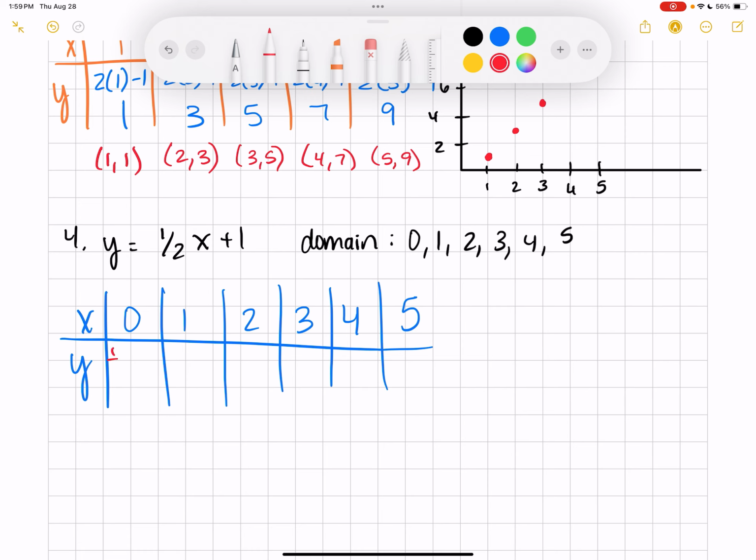All right. So 1/2 times 0 plus 1 is 1. 1/2 times 1 plus 1 is 1.5. Yep, we can just say 1.5 if we want for this one. Normally we do fractions, but for the sake of graphing, that's fine. 1/2 times 2 plus 1 is... 1/2 times 3 plus 1 is 2.5. Are we seeing a pattern here yet?